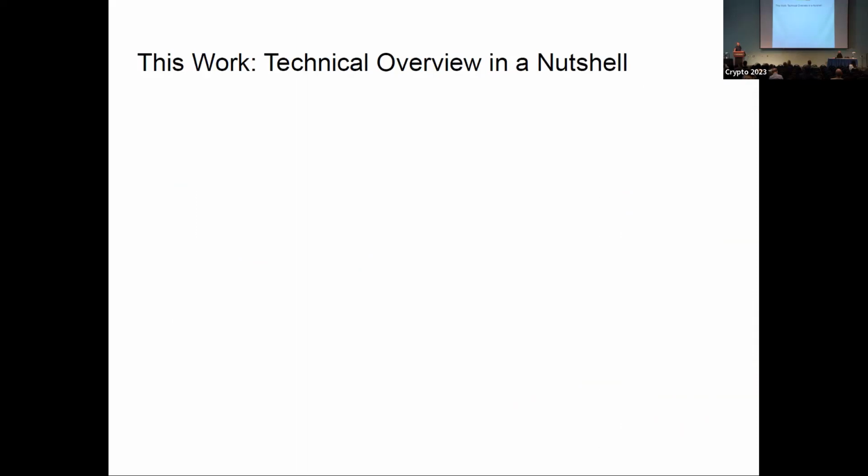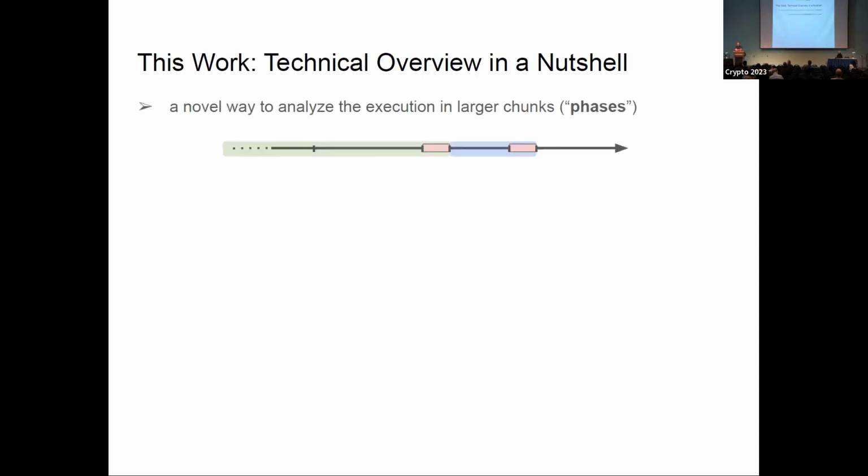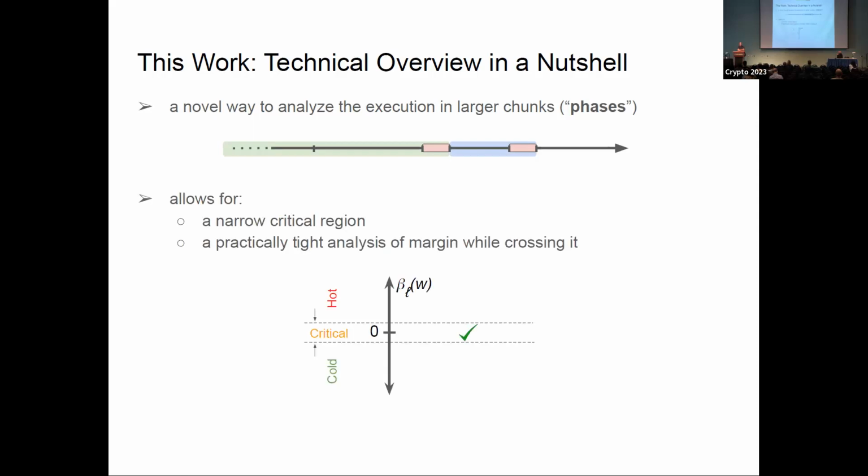And this is where our work enters the picture. So what we do in this paper is that we provide a novel way to analyze the execution of a protocol from this class in larger chunks that we call phases, and that I will talk about in a minute. And this allows for obtaining a similar analysis, but with a much narrower critical region. And it allows for a practically tight analysis of margin while crossing this critical region, which together with the bias that we understand already in the other two regions results in margin recurrences, or a recurrent description of margin, that can be simulated for practical settlement bounds.